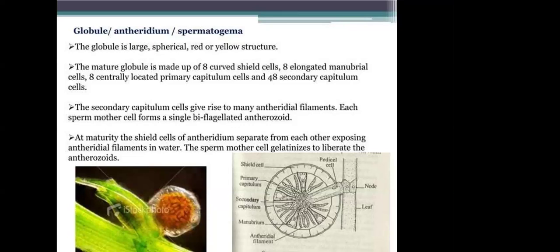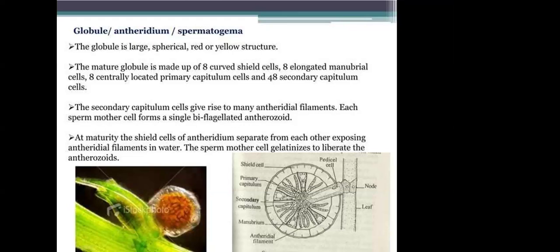Each and every anthrozoid is elongated and coiled-like in structure. It bears 2 flagella. On the liberation of antheridia, when the antheridia mature, the shield cells separate from each other, exposing the antheridial filament. The anthrozoids escape through a pore. The liberation of anthrozoids may take place in the morning, and they may swim until the evening. This is the escape of the antheridia.